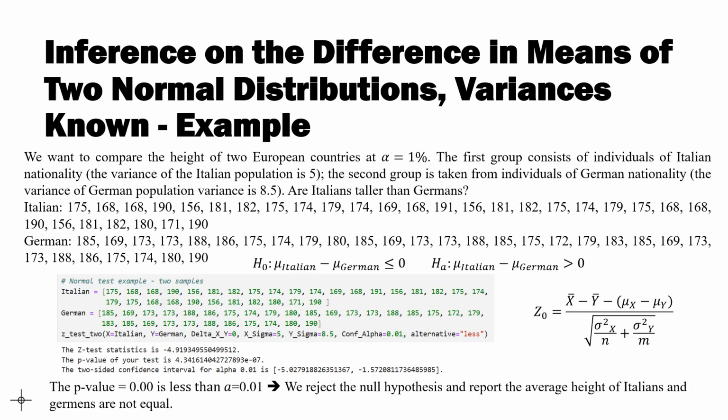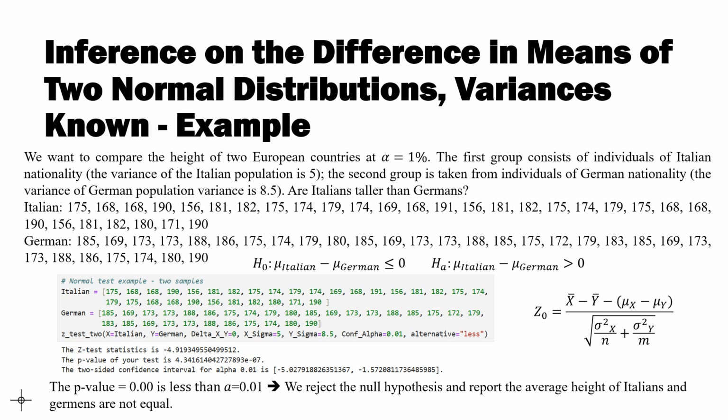First, we can see that we have two samples representing Italian and German nationalities. We can also see that we are interested to study the difference in population means of Italians and Germans. Finally, we can see that the population standard deviations are given, which means that we should use a z-test for two samples. We can see that the claim of interest is to see if Italians are taller than Germans. As a result, the null hypothesis should be mu Italian minus mu German is less than or equal to 0, and the alternative hypothesis should be mu Italian minus mu German is greater than 0.